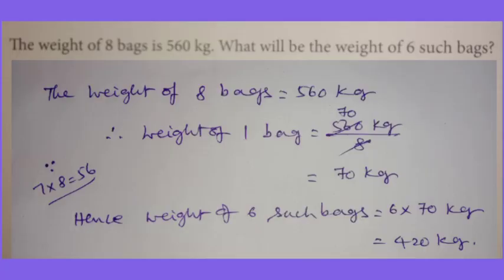The weight of 8 bags is 560 kg. What will be the weight of 6 such bags? Solution: the weight of 8 bags is 560 kg. Therefore, weight of 1 bag is 560 kg divided by 8. Now 560 kg divided by 8 is 70, which equals 70 kg. Hence weight of 6 such bags equals 6 into 70 kg, which equals 420 kg.